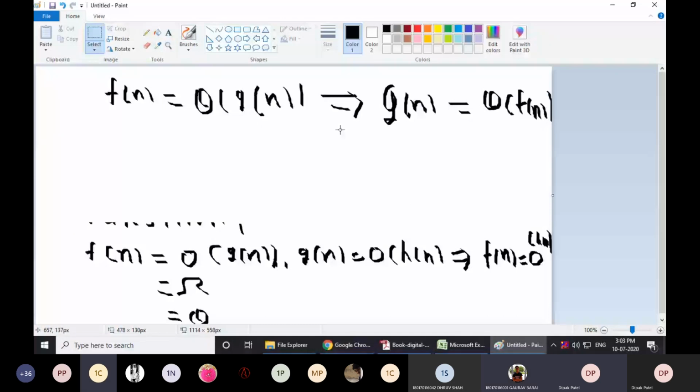No, sir, we cannot write that. Because Fn is less than equal to Gn, then how can Gn become less than equal to Fn? No, it's not possible. Okay. So theta notation is symmetric.